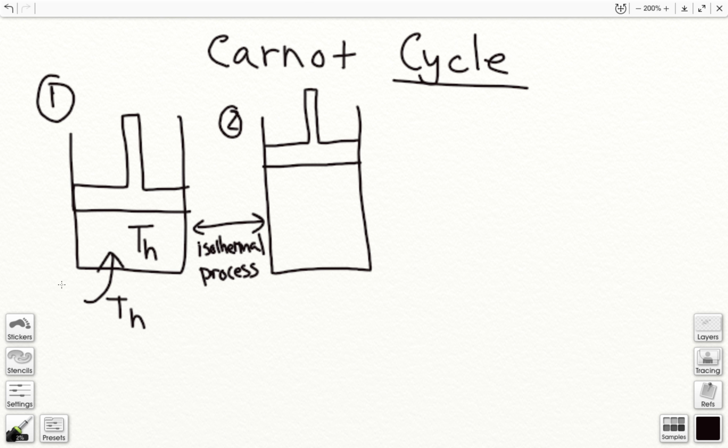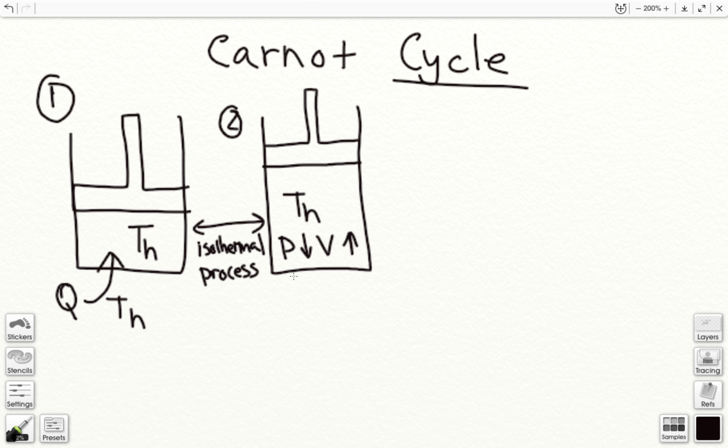So again, we have Q coming into our system. The gas expands and the piston rises. This all is occurring at a constant temperature. So the gas here is still at TH and the pressure has gone down as the volume has increased.